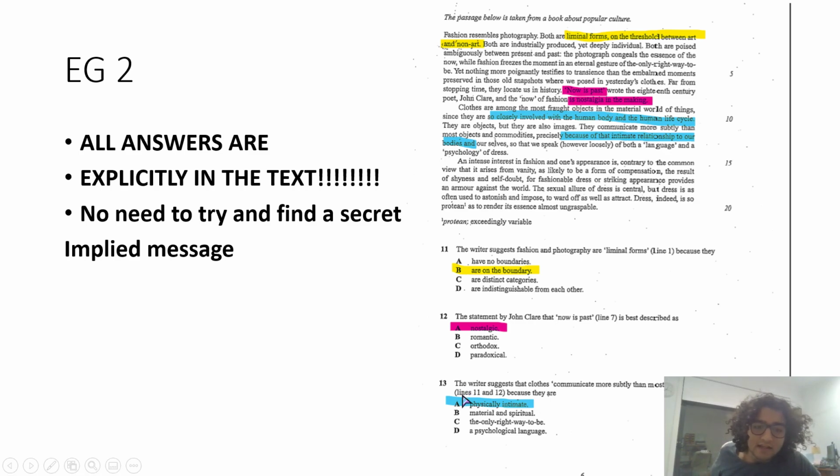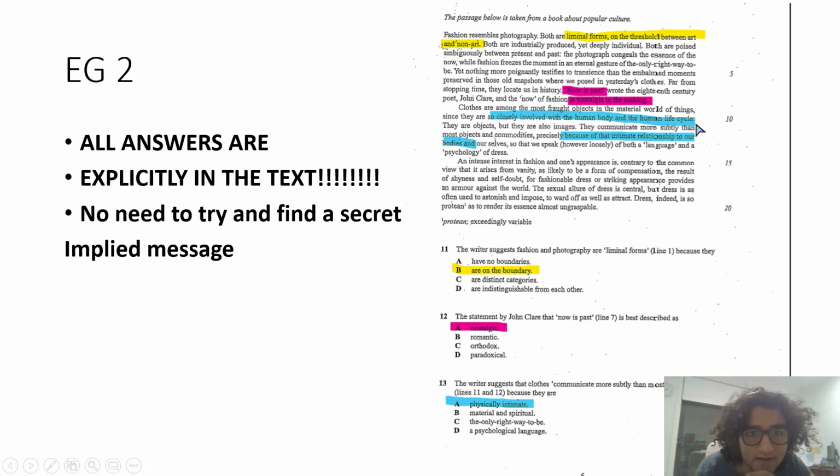The writer suggests that clothes communicate more subtly than most objects, lines 11 and 12, because they are... Okay, let's read lines 10 to 12. Since clothes are among the most fraught objects in the material world of things, since they are so closely involved with the human body and the human life cycle. That means they're very intimate, they're very physically close to us, right? They're closely involved with the human body.